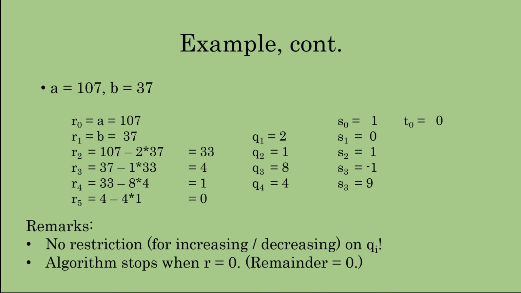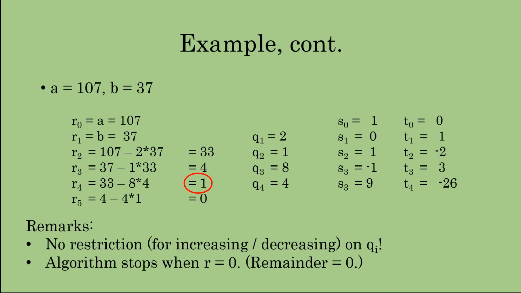So then for t, we define t sub 0 as 0, t sub 1 as being equal to 1, and then t has a very similar recurrence relation. So basically what we do is we say, what is 0 minus 2 times 1? We get negative 1, or excuse me, negative 2. Then we get 1 minus 1 times negative 2, or in other words, 1 plus 2, well, that's 3. And then for the next value, it's negative 2 minus 8 times 3, or in other words, negative 2 minus 24, so that's negative 26. And that is our final value of t.